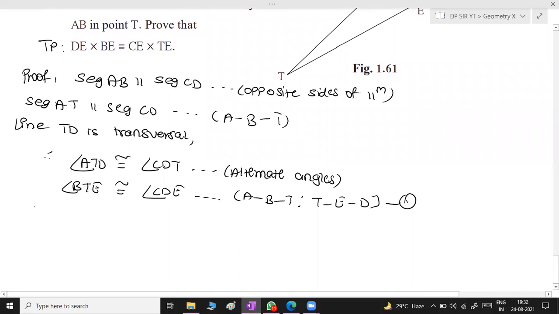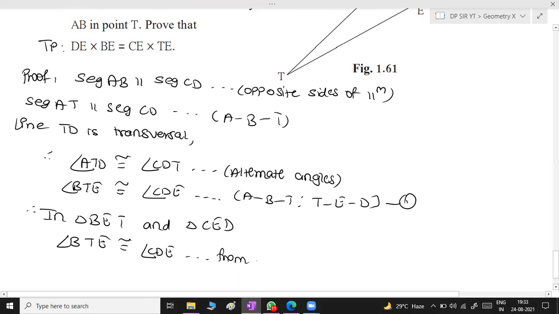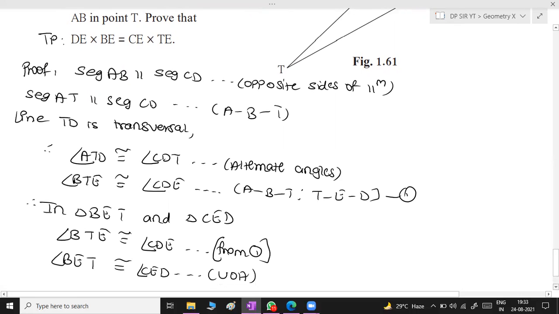Going ahead, take the two triangles. So in triangle BET and triangle CED, whenever you take two triangles, you are having something already prepared for proving it similar. So angle BTE is congruent to angle CDE using equation 1. So here you can write from 1. Then again there will be a vertically opposite angle here. So angle BET will be congruent to angle CED, since they are vertically opposite angles.